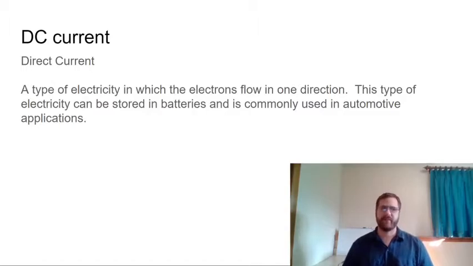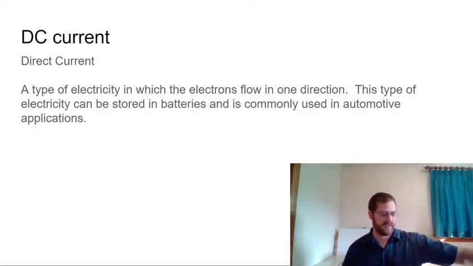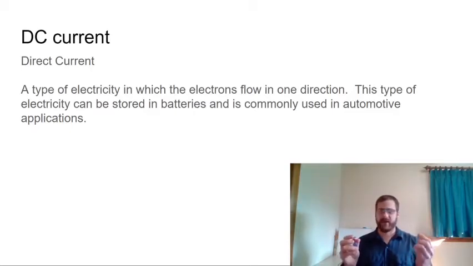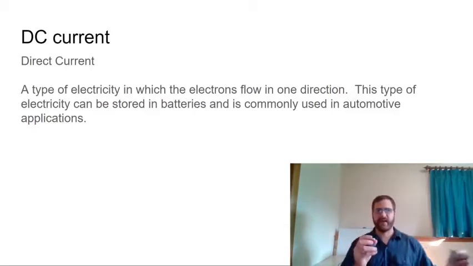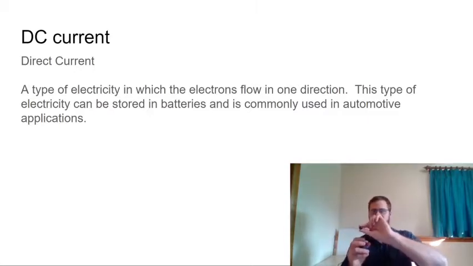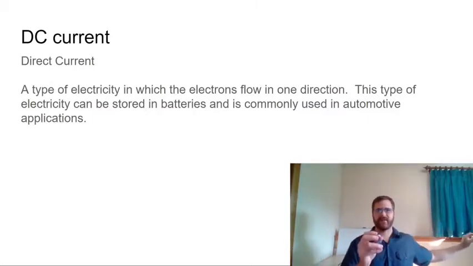Okay, DC current. DC current is direct current, the type of current in which electrons flow in one direction. This type of electricity can be stored in batteries and is commonly used in automotive applications. So what this is, DC current, we get our atom back out there. Our electrons can jump from atom to atom in some cases, and that's where electricity comes from. In DC current, the electron is always flowing the same direction around a chain of atoms.